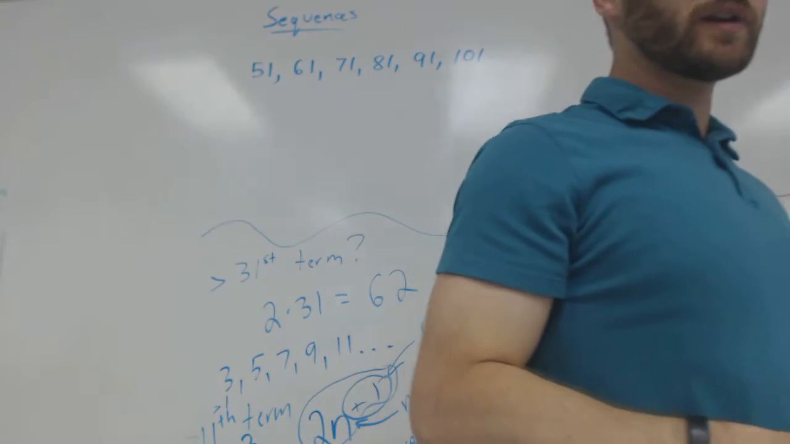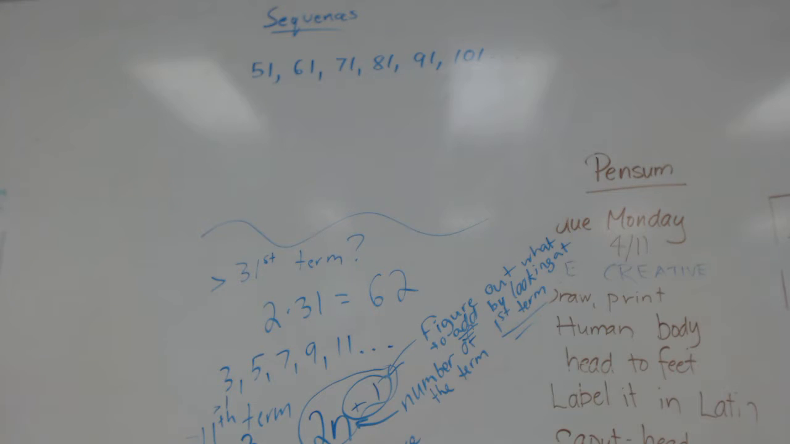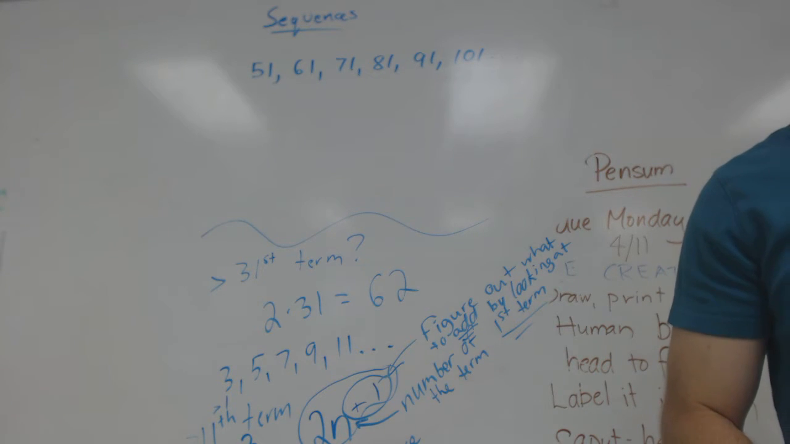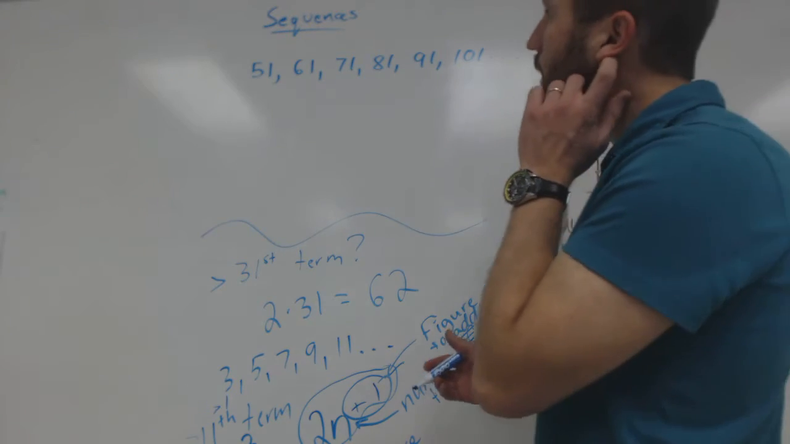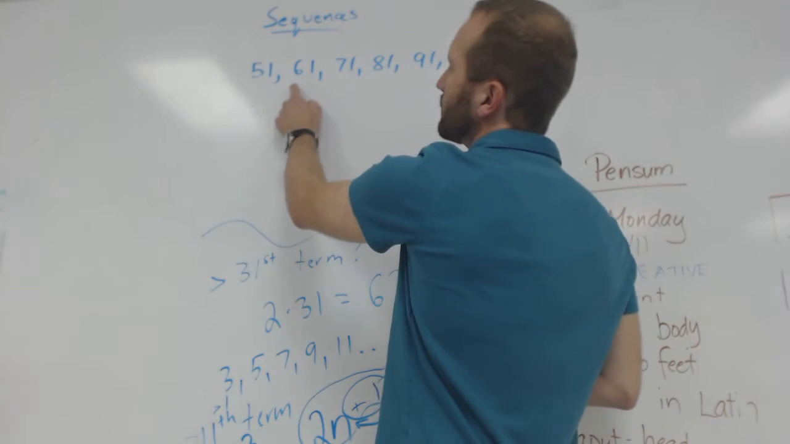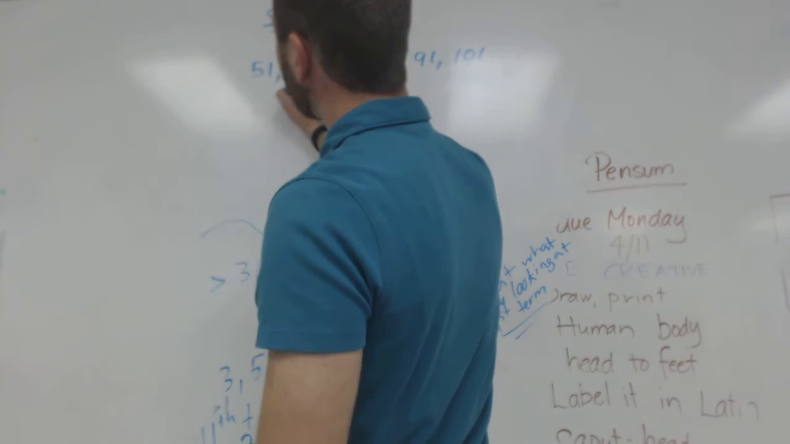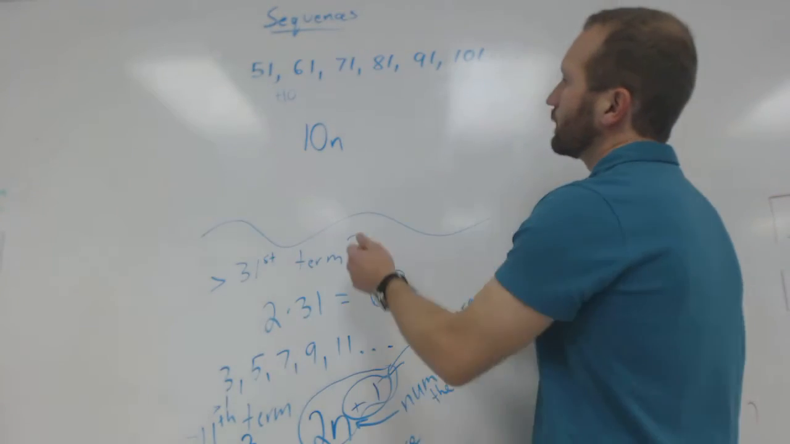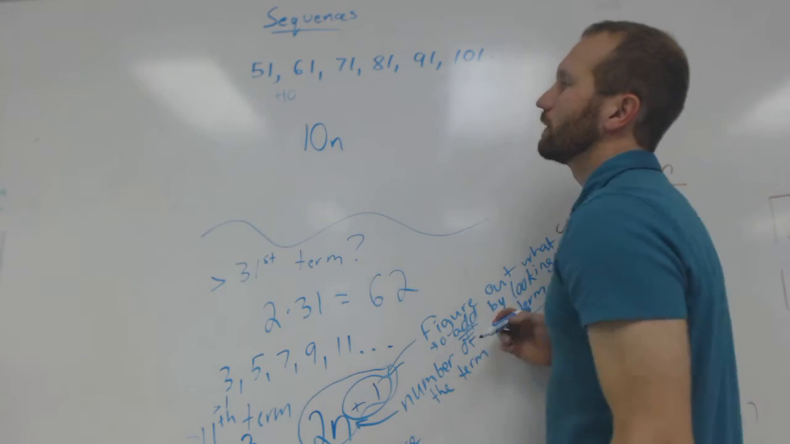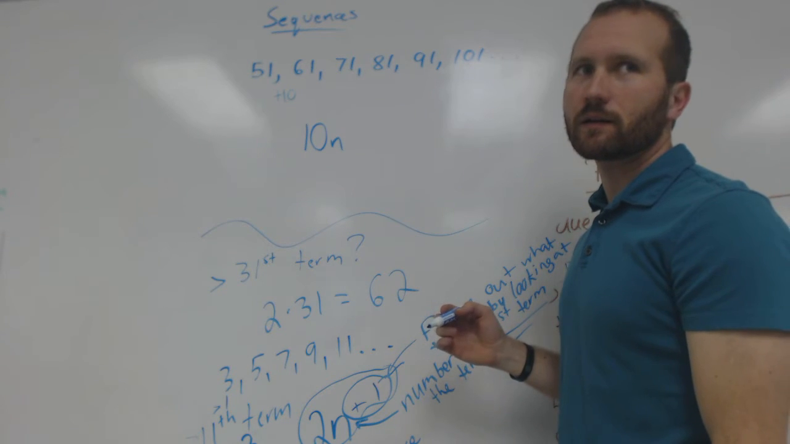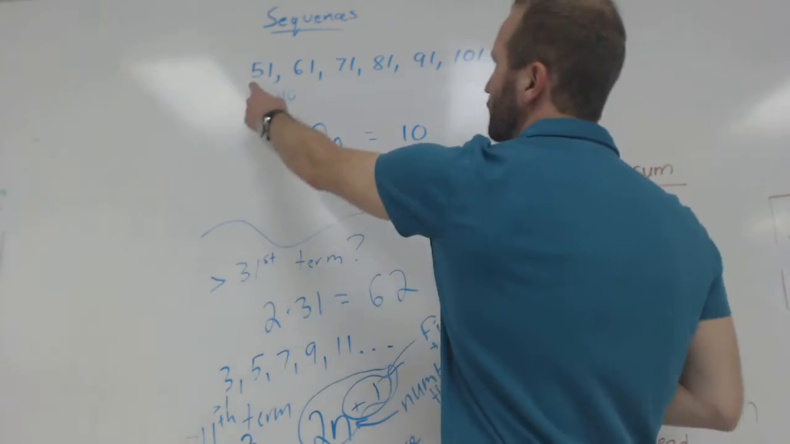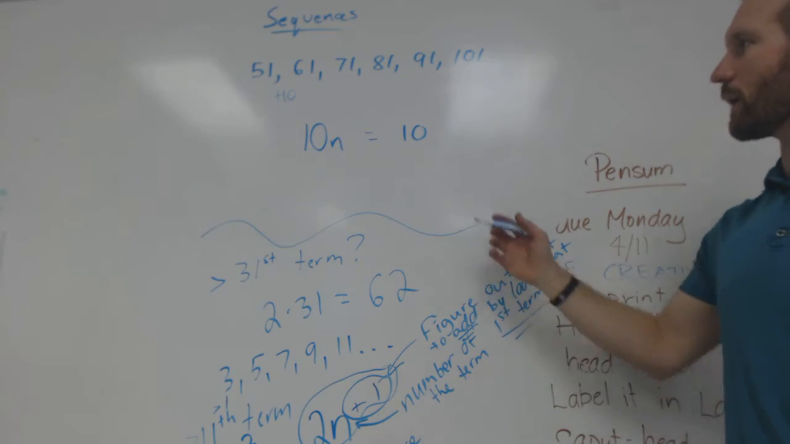Alright, give me a formula to predict each term in this sequence. Am I adding 2 each time? I'm adding 10. So I know that I'm going to start with 10n. Plus 1. 10 times 1 is 10. So according to this, my first term is 10. What is my first term actually? 51. How far is this off?